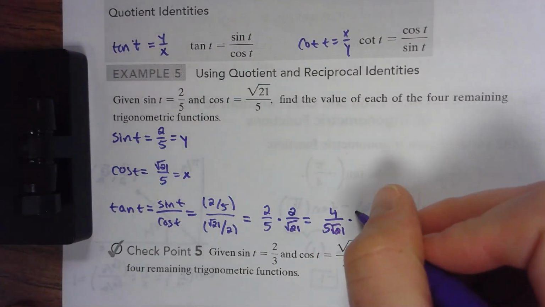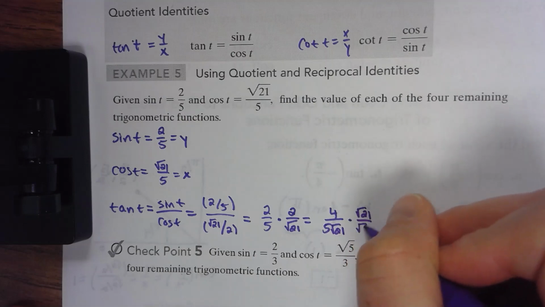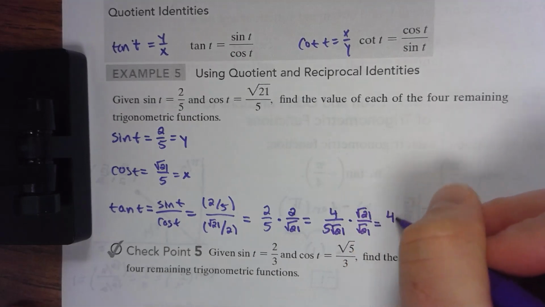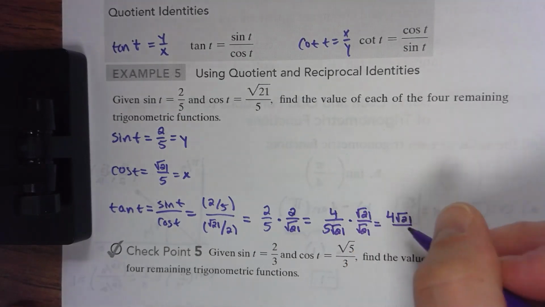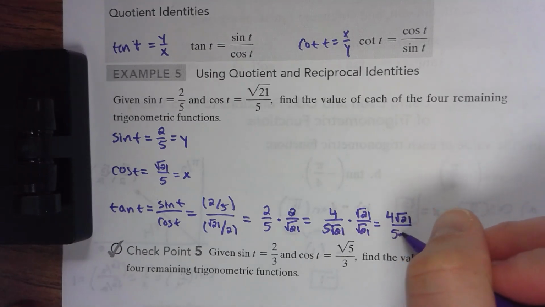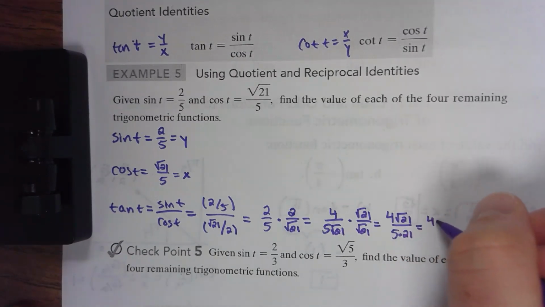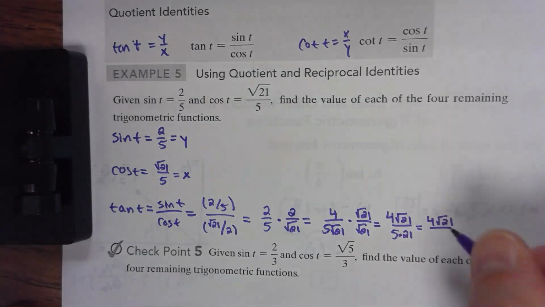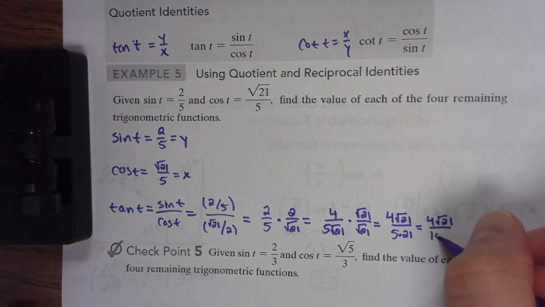We need to get that square root out of the denominator. So I'm going to multiply it by root 21 over root 21. So this is 4 root 21 times 5 times 21, which is 4 root 21 over, that'd be 105.